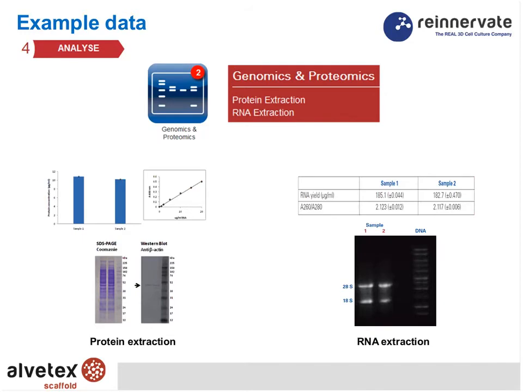And the last content from the Analyze section I'll touch on is just the fact that you can very readily isolate protein and RNA or DNA from the scaffold, and this can be performed in situ without taking the cells out first. So the cells can be lysed within the scaffold, and these molecules can be extracted using the appropriate kits or reagents. We can just see on the left an example of some protein yield data with SDS-PAGE profiles and also a Western blot. And on the right, some RNA extracted and analysed by agarose gel electrophoresis.